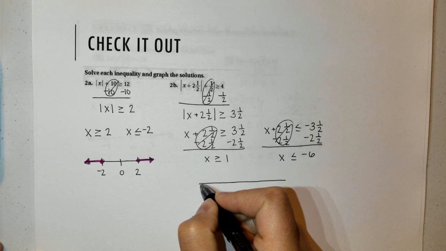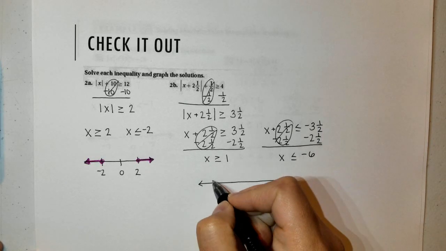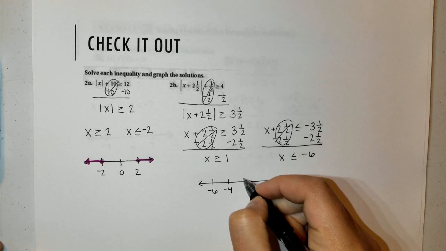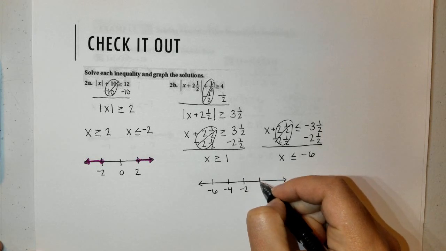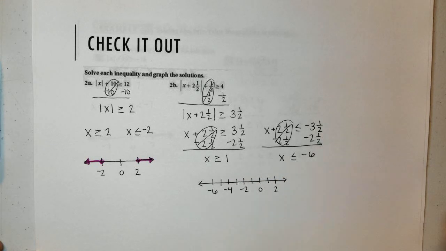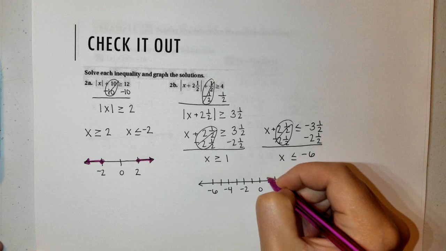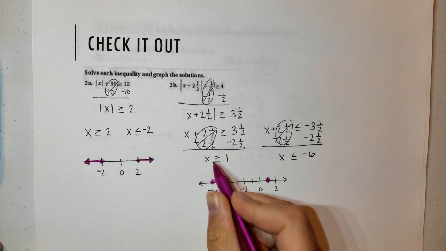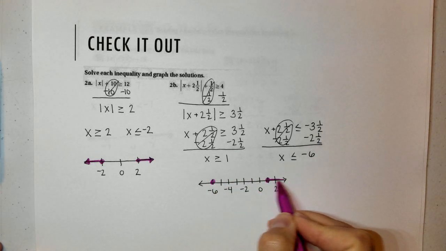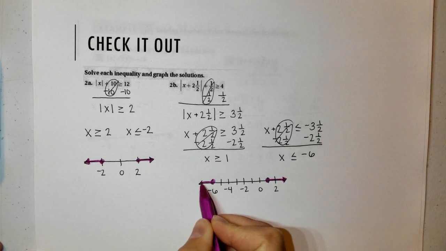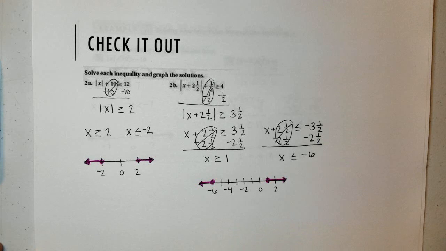So for your graph, we're going to have negative 6, negative 4, negative 2, 0, and 2. There's going to be a solid dot at 1, so filled in. Filled in dot at negative 6. X is greater than or equal to 1, so I shade to the right. X is less than or equal to negative 6, so I shade to the left. So that is your graph for part B.